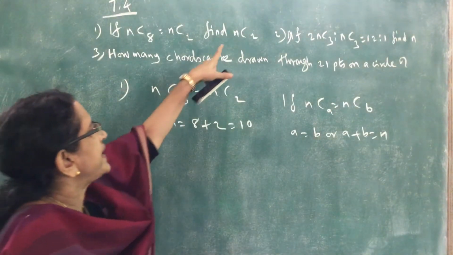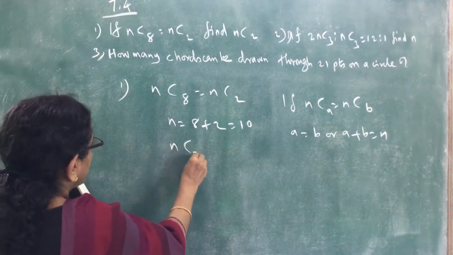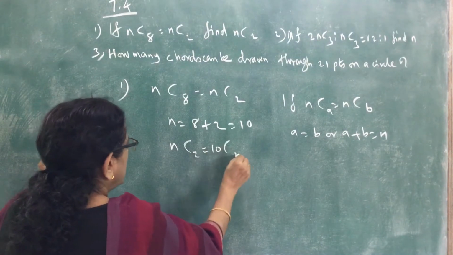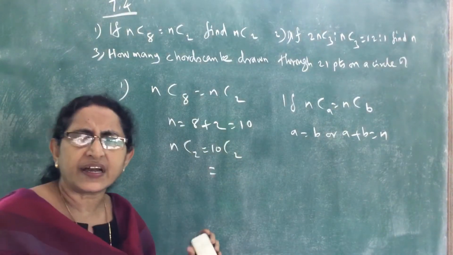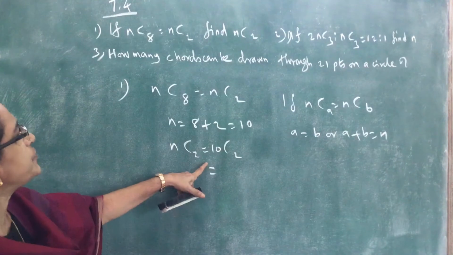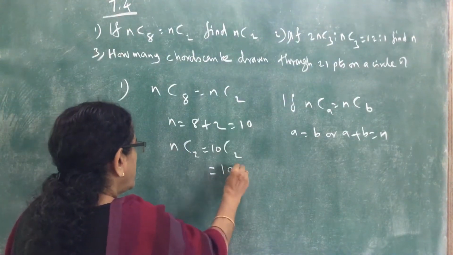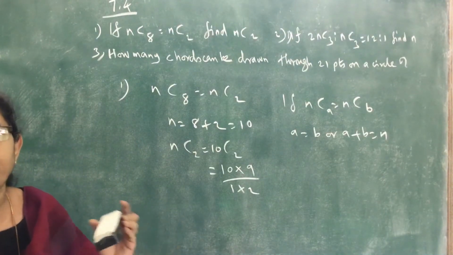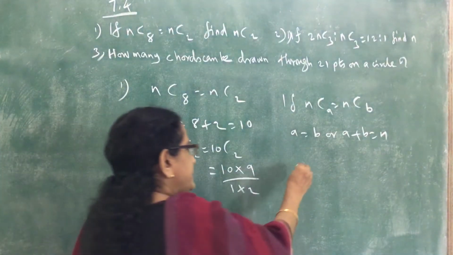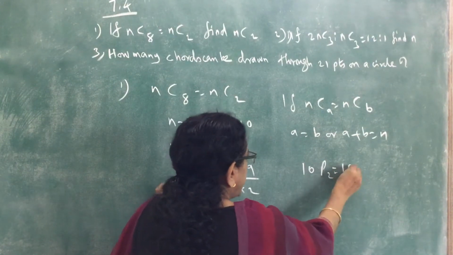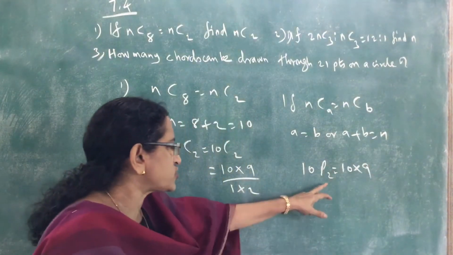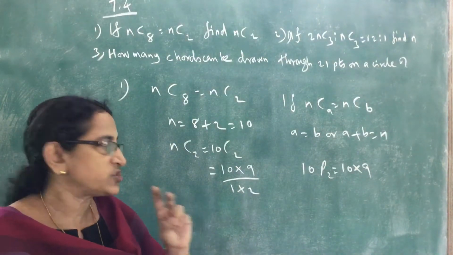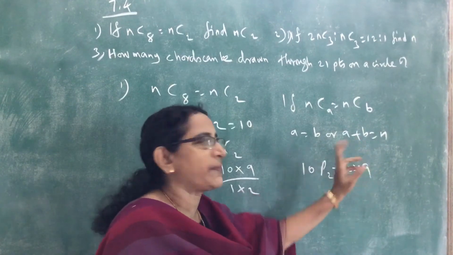So we want to find the nC2. So nC2 equal to, in the place of n substitute 10, 10C2. How to find the value of 10C2? 10C2 equal to 10 into 9 divided by 1 into 2. See, when we find permutations, that is 10P2. How we find 10P2? 10 into 9. Here there is 2, so 2 numbers we have to multiply, 10 into 10 minus 1, like that 2 numbers.